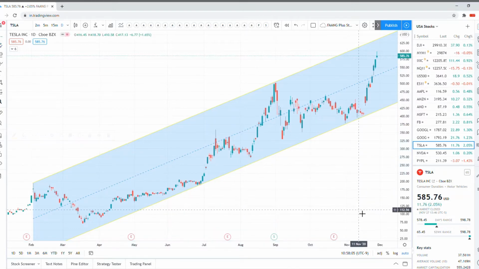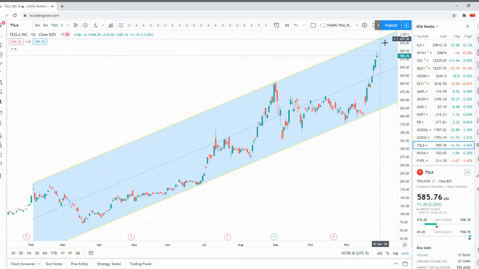Okay, now let's see. It's taking resistance at the top. It took a resistance over here at the top of the channel. Then again it took resistance over here at the top of the channel, and now it is going to reach its resistance. But before reaching that resistance, it can go up till 635 maybe. So that will be a point to book your profit partly, or whatever ratio you want to keep.